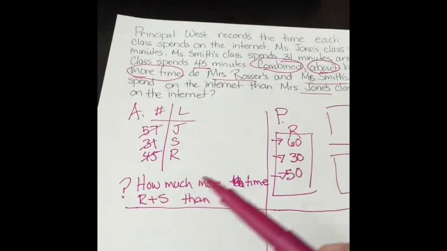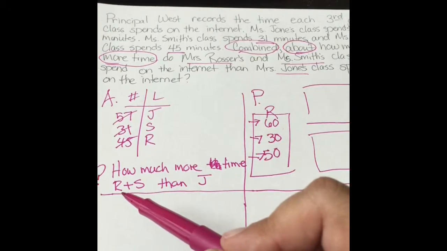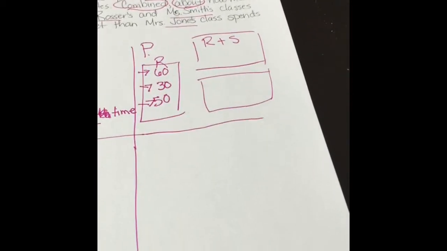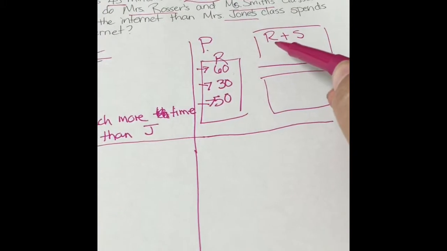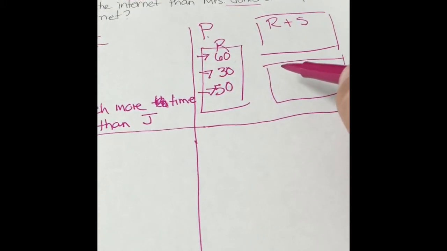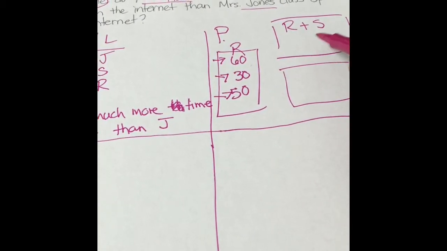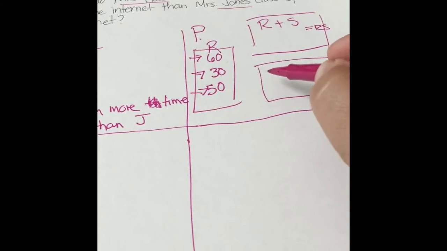So the first part, I look back at my question, and I know that I have to do some combining. I have to do Miss Rosser's and Miss Smith's class together. Had a little camera blip, but so I know that in my first step, I have to add Miss Rosser's and Miss Smith's, and then after that, I have to do the comparing part. I have to compare this new answer, which I'm going to call my RS, to Miss Jones.